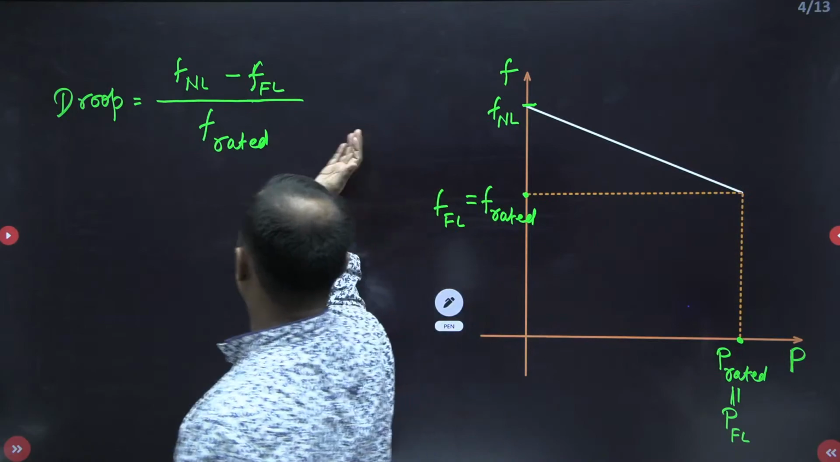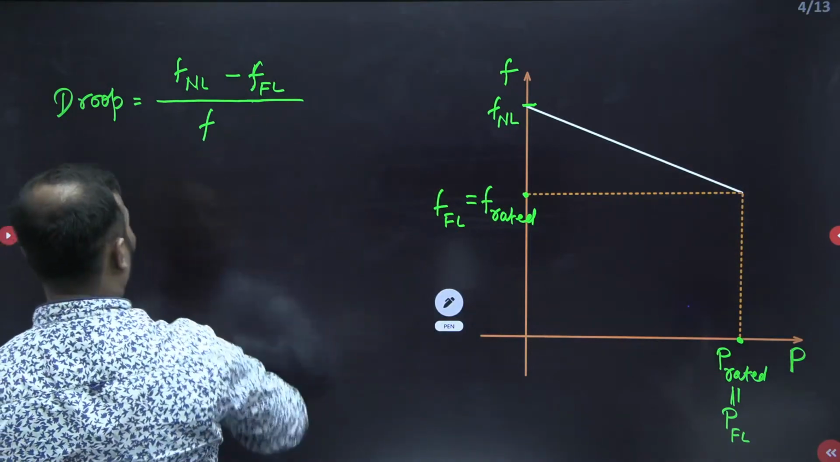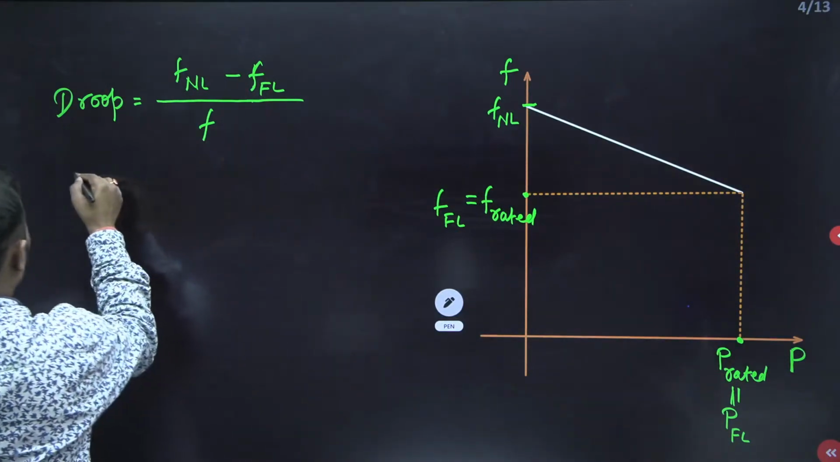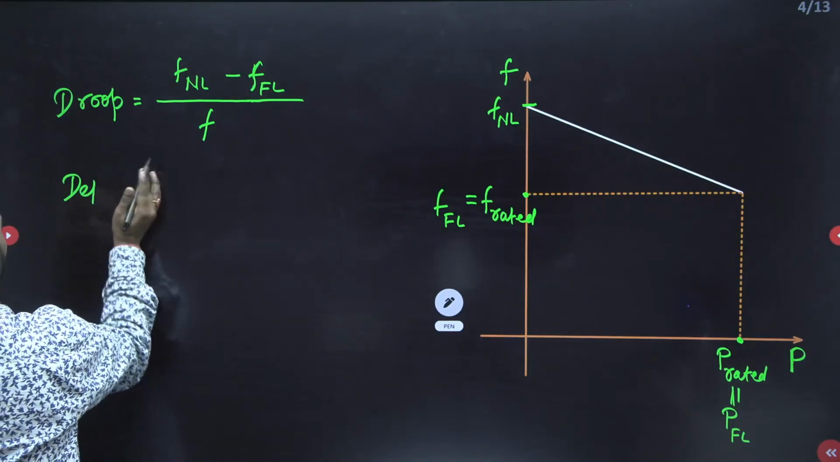Okay, should I write F or something else? Let's just write F. So depending on, let me change the color.